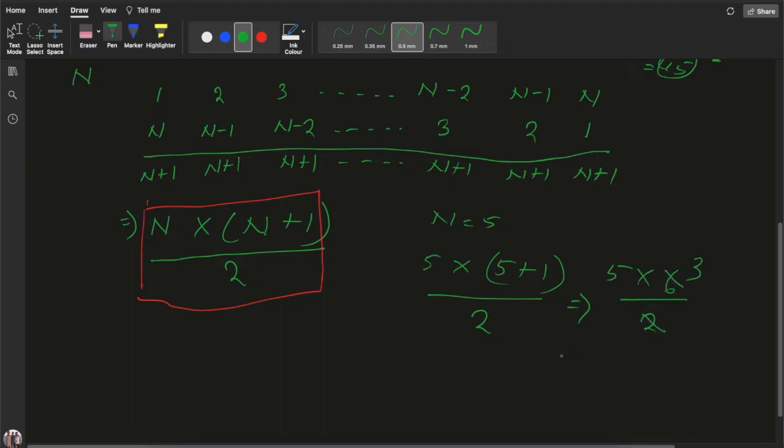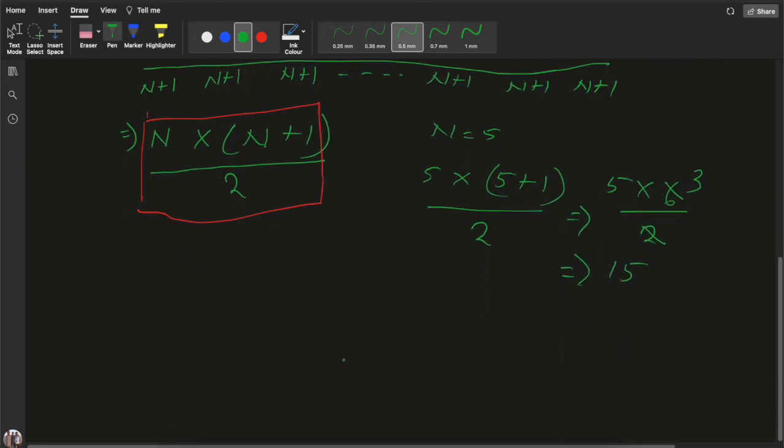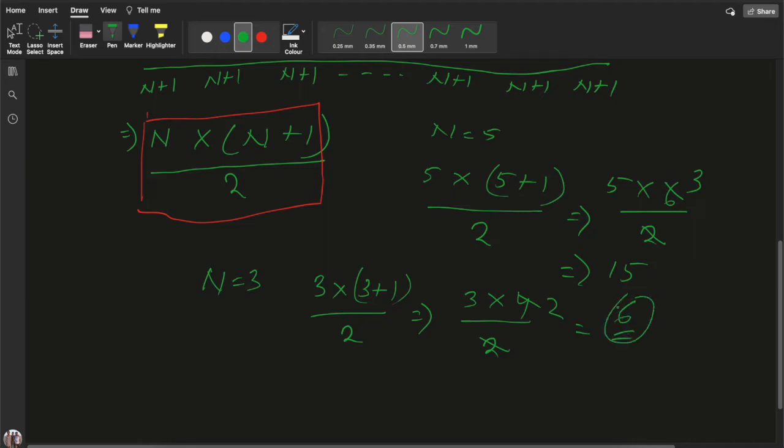Then it will become 3, then it will become 15. So we are getting the expected output. Let's say n is equal to 3. So 3 into 3 plus 1 divided by 2, so 3 into 4 divided by 2. Then 6 we are getting, right? So we are getting the expected output.